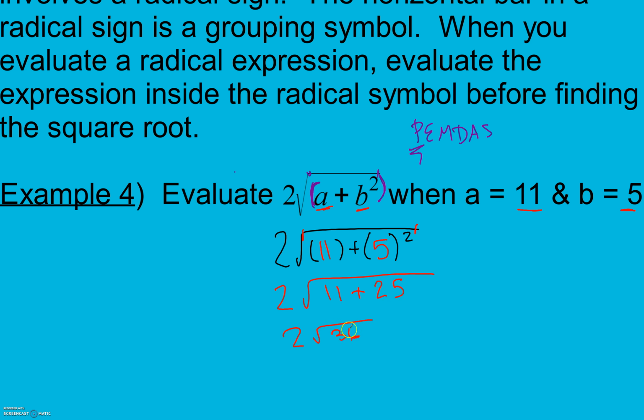And now, since the part of my expression inside my grouping symbol has been simplified as far as I can, I can take the square root. And the square root of 36 is 6. 6 times 6 is how I get to 36, or 6 squared. So here, the square root of 36 is 6. And because they have it written as a square root, guys, we only want the positive square root of 6. Then I can finally multiply by 2, and I get 12.